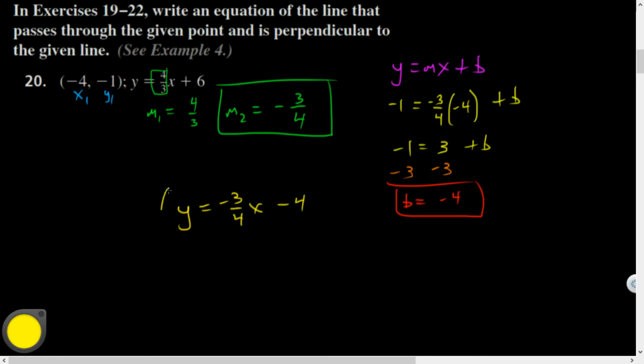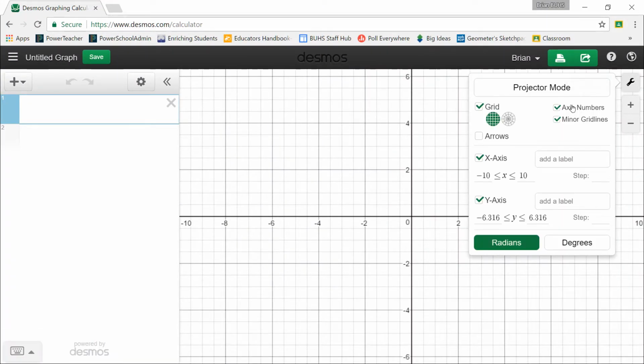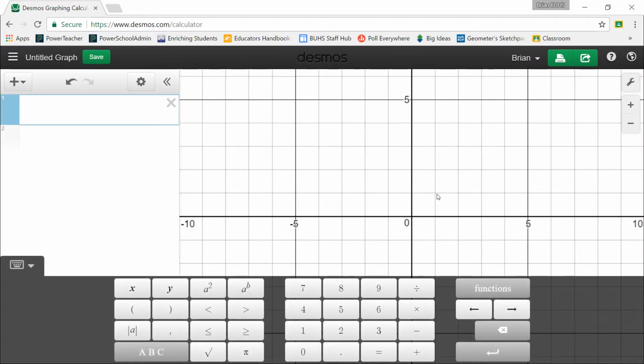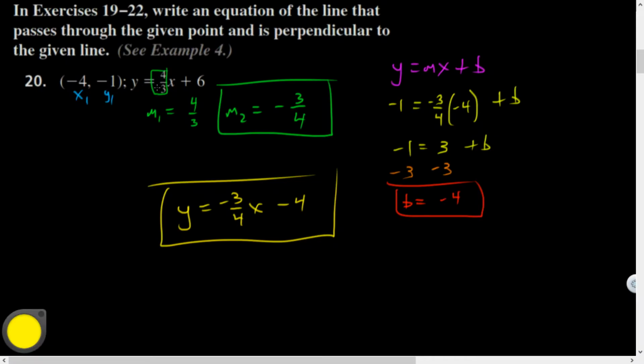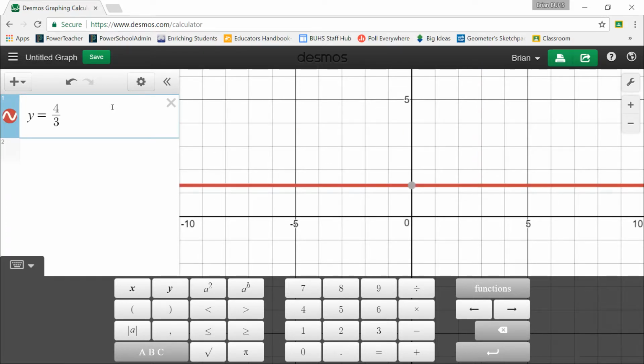Now, I showed you guys Desmos as a tool to check your work. It shouldn't be used as your sole means of doing it because you won't have it on the tests. And I need to make sure you know how to do these algebraically. Let's type in this first equation, y equals 4/3 x plus 6.